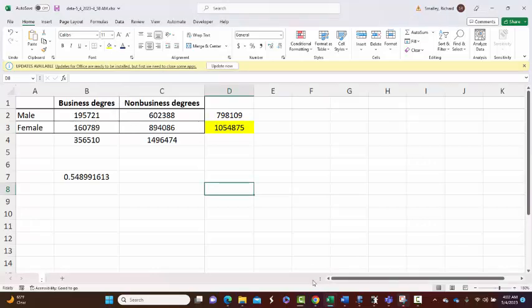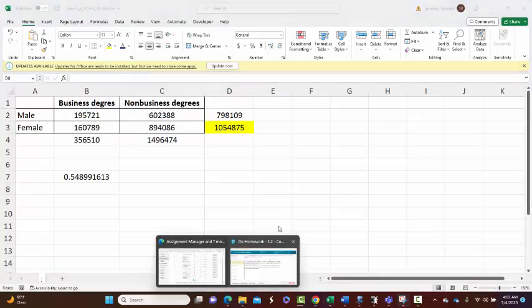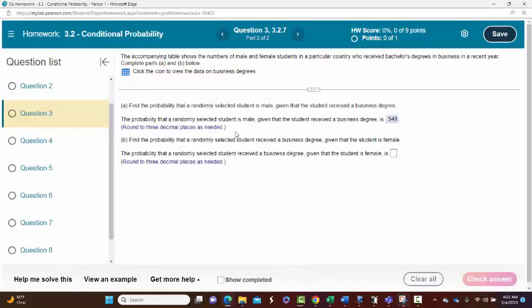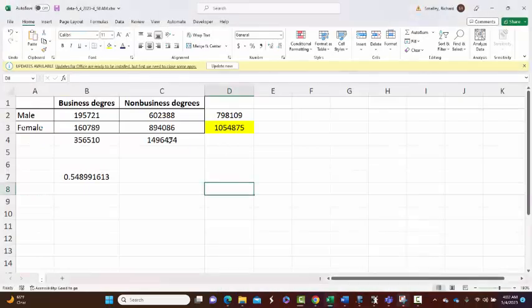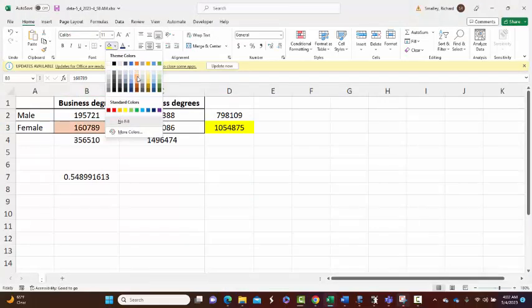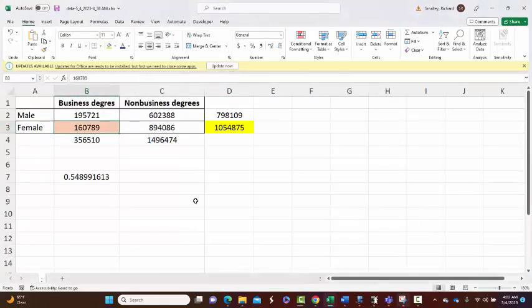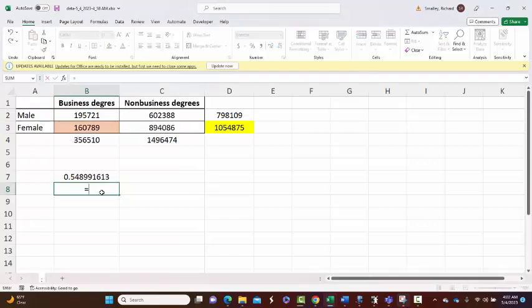I believe it said business degree. Let me make sure, in case it said either business or non-business. Okay. Received a business degree given that they're female. So I think that's going to be our cell right here. I can just put it anywhere I want. I'll put equals B3 divided by D3. But you can just put the numbers in there. You don't have to do this.